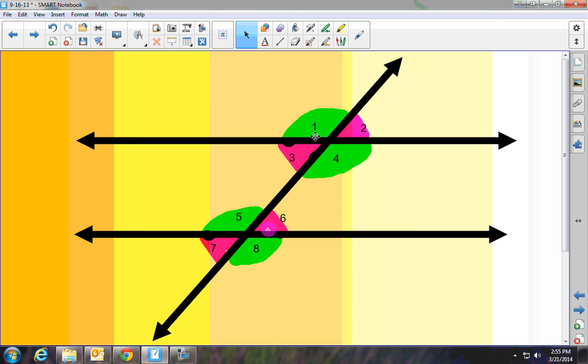And it's easy to see that because they're all obtuse angles. They're bigger than 90. And 2, 3, 6, and 7 are all congruent. Those are all acute angles. So we've already established which angles are congruent.